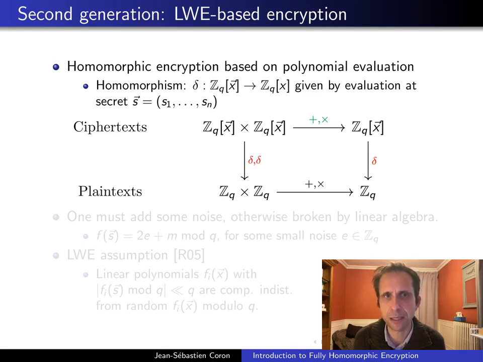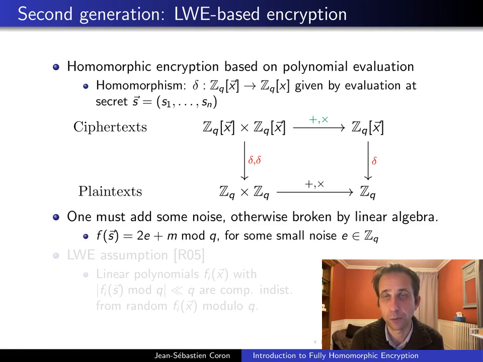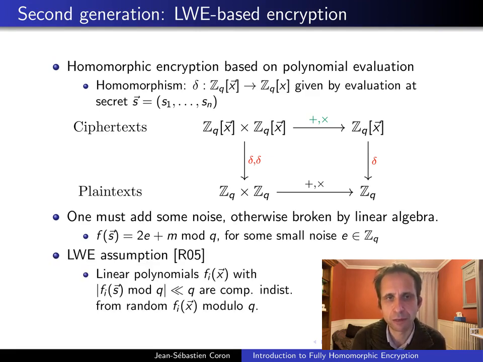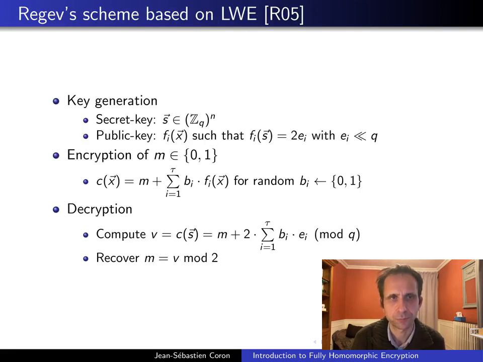So as previously, we must add some noise, because otherwise it's broken by linear algebra. So we assume that the evaluation of a polynomial f of a ciphertext at S is equal to 2e plus m modulo q for some small noise e modulo q. So e will be much smaller than q. In that case, linear algebra does not work anymore. And so the security is based on the learning with error assumption. So we have a collection of linear polynomials fi of x, such that when they get evaluated at the secret point S, this evaluation is much smaller than q, and we assume that it is hard to distinguish from completely random polynomials.